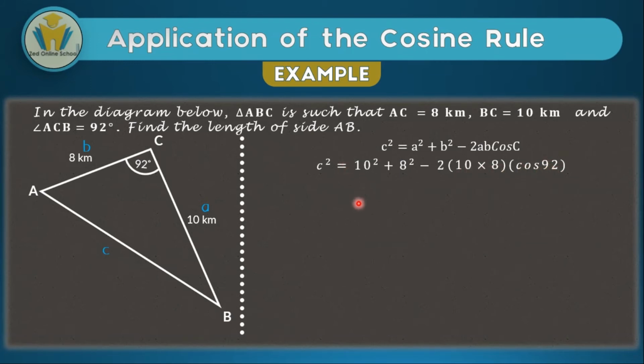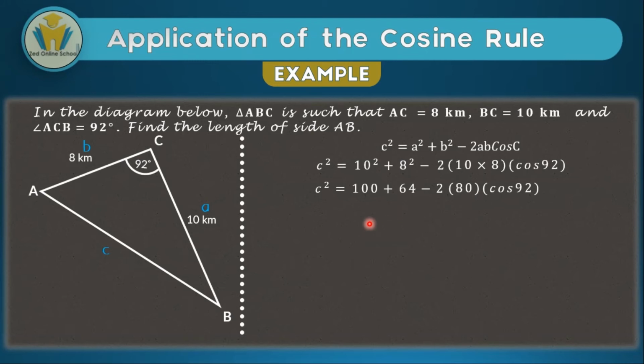Now we start simplifying the parts that we can. We're going to simplify these squares, they are the easiest. 100 will be the answer for 10 squared, and 64 will be the answer for 8 squared. So c squared will be equal to 100 plus 64. We can also simplify this without a calculator. 8 times 10 will give us an 80. So 2 multiplied by 80 cos 92.